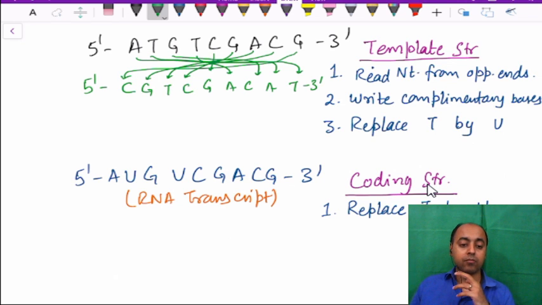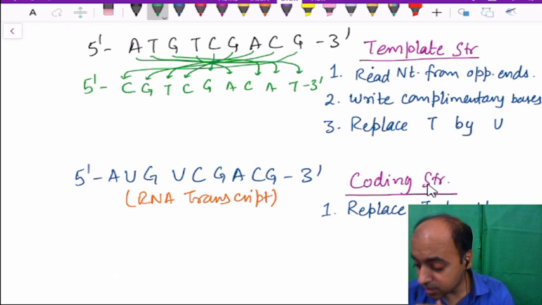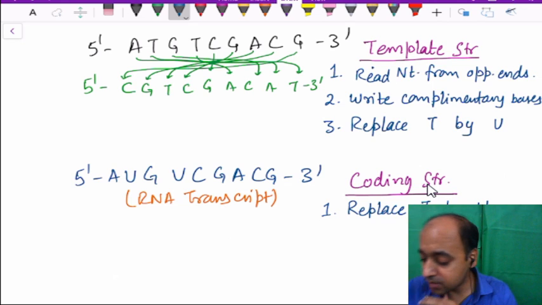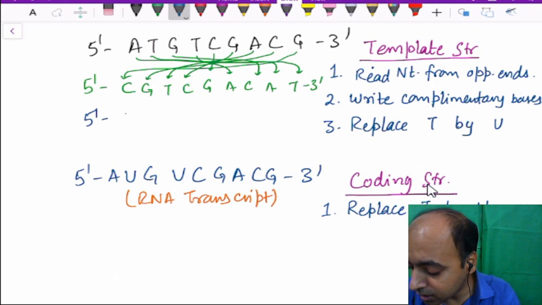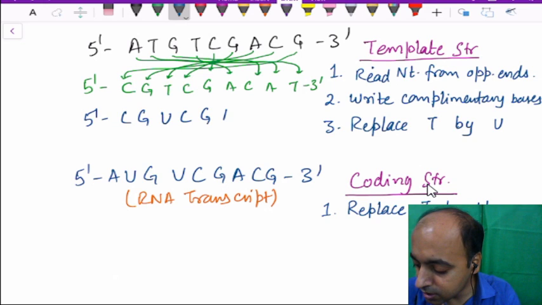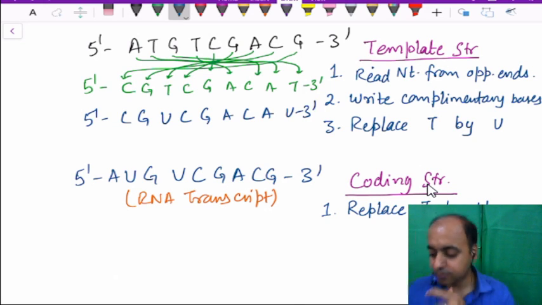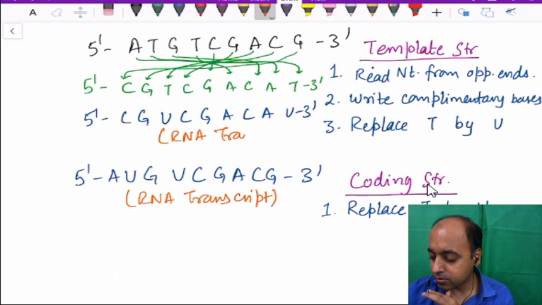That's step two. And step three says, replace thymine by uracil. So the answer becomes CGU, CGA, CAU, 3'. This is the final RNA transcript.